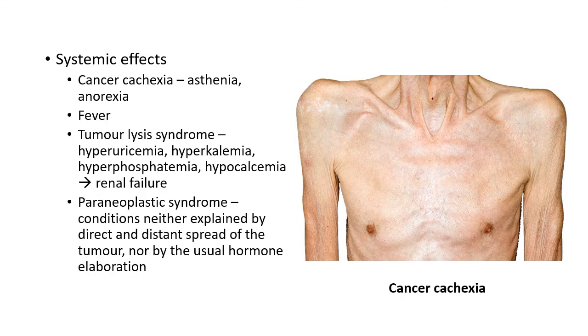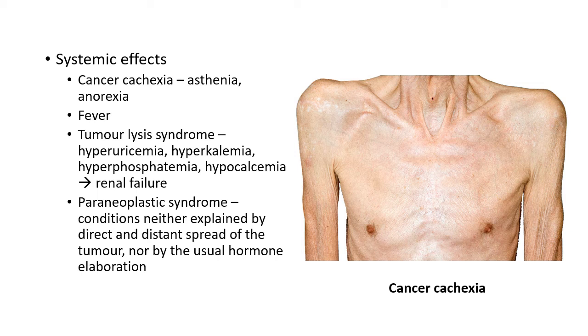Coming to systemic effects, tumor causes cancer cachexia. Cancer cachexia is asthenia, that is emaciation, and anorexia, that is loss of appetite. These occur combined together in cancer, and this is called cancer cachexia. It is depicted here in the picture. The tumor cells can sometimes elaborate pyrogens, and this can lead to fever.